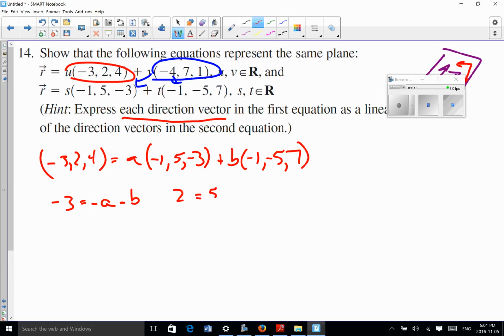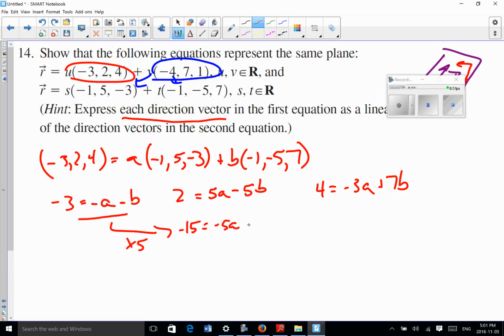So 2 equals 5a minus 5b, and 4 equals negative 3a plus 7b. We're going to pick two to solve, and then use the third one as our check for coplanar. So I'm going to take this equation and multiply it all by 5. I'll end up with negative 15, negative 5a, negative 5b, and then I'm going to do my elimination. Looking at the a's, they have opposite signs, so we'll add. We'll get negative 13 equals no a's, and if I add those two things, I get negative 10 b's. So in other words, b is 13 over 10.